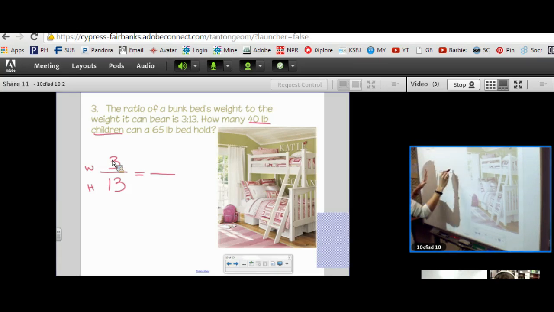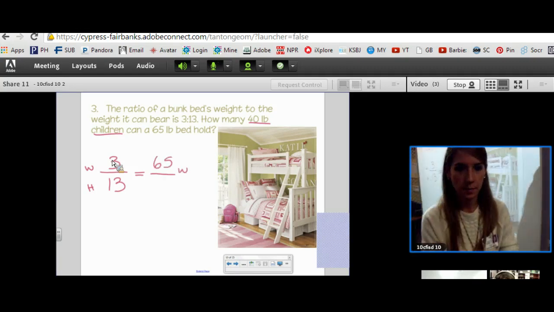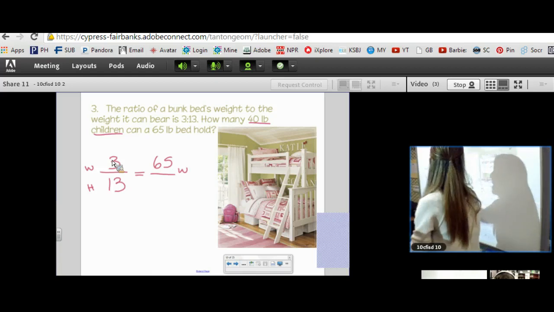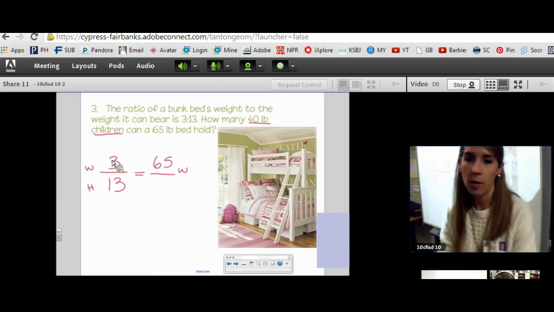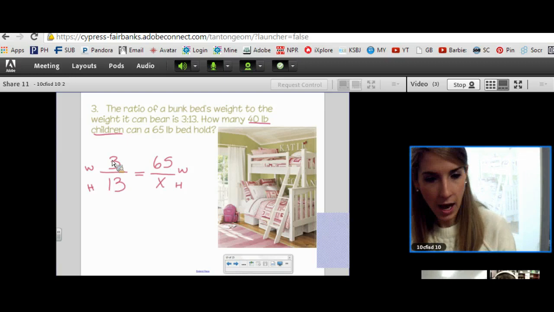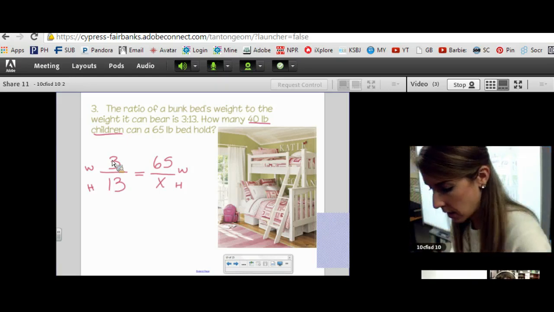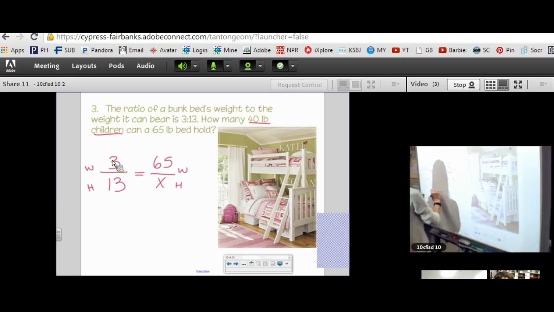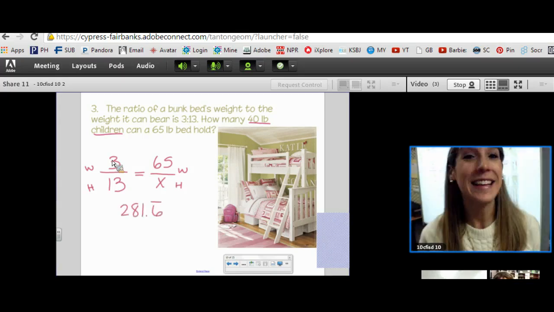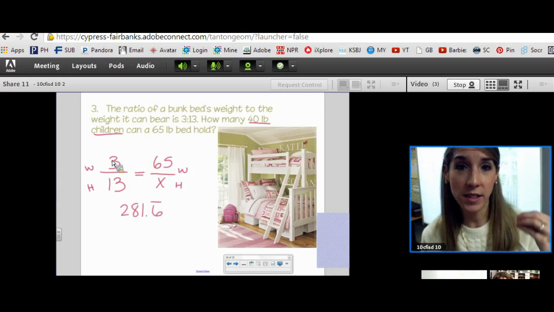Well, the 65 pounds, that's the weight of the bed. So we want to put it where the weight of the bed goes. So the weight of the bed to the weight it can hold. When we get x, that's going to tell us how much it can hold. So we're going to cross multiply 13 times 65 divided by 3. And we get 281.6 repeating. It cannot hold 281 kids. That's how many pounds it can hold.